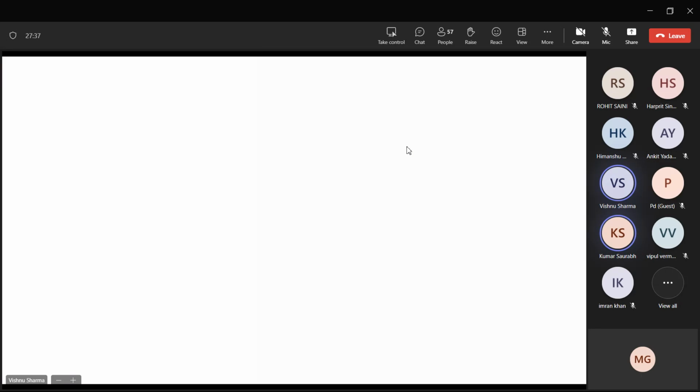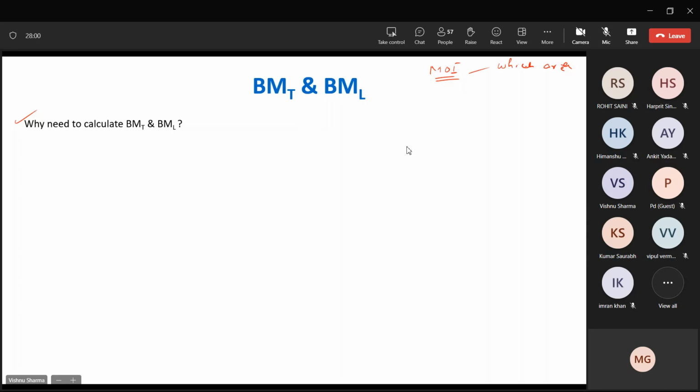Okay. What are the formulae, and how do we calculate? You need to now focus upon two things. I'm again starting from scratch. When we talk of moment of inertia, we will not stop at moment of inertia. The question is, which area, which axis? These are the two important questions. Okay.